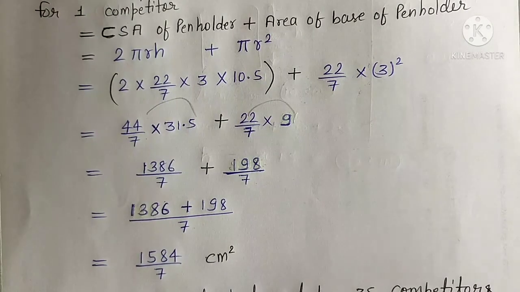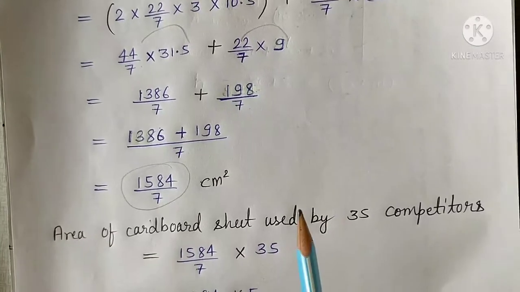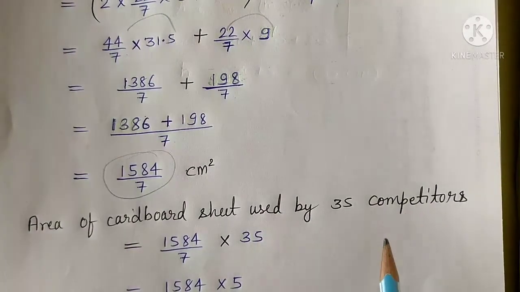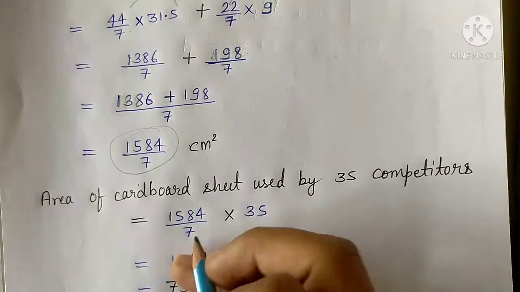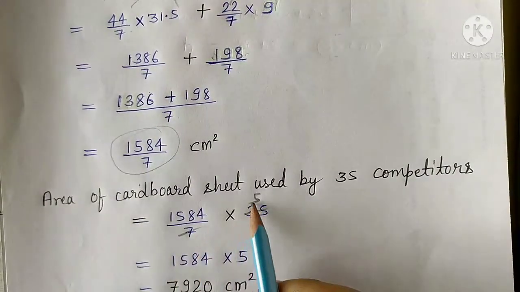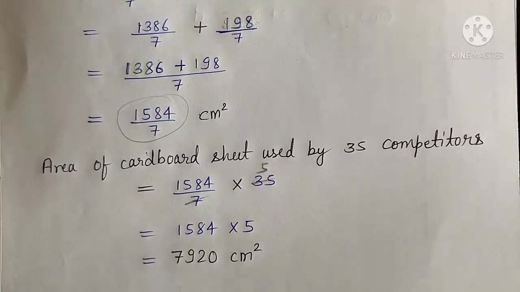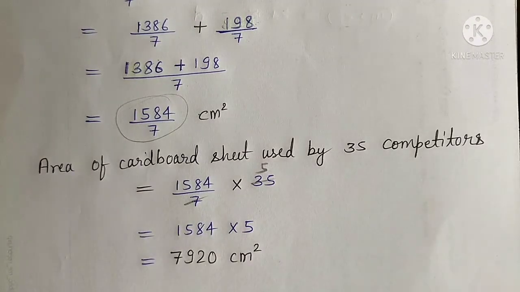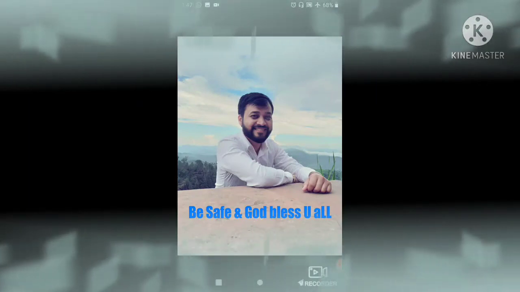This is the area of cardboard which we need for one competitor. But remember, in the question they have asked for 35 competitors. So definitely we have to multiply this area by 35. Area of cardboard sheet needed by 35 competitors equals 1584 upon 7 multiplied by 35. 7 5s are 35, 5 multiplied by 1584 comes 7920 centimeters square. This is it. We have completed our exercise 13.2. At last, I just want to say, be safe and God bless you all.